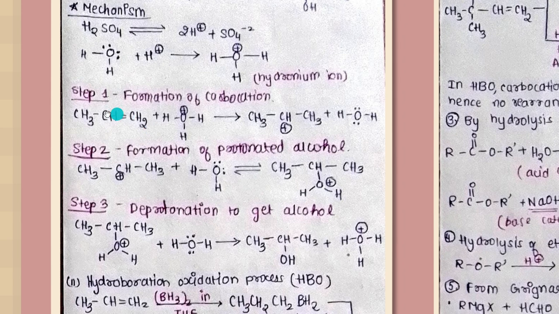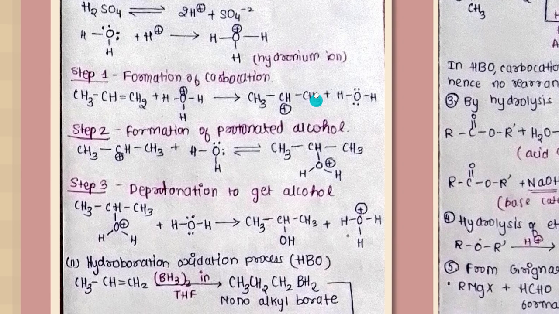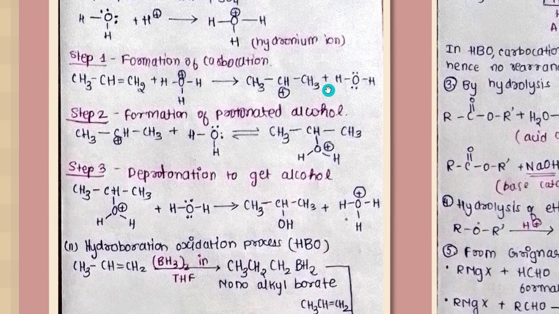We take first step taking the alkene. Alkene reacting with H3O plus, that is the hydronium ion. We will get CH3, CH, CH3. So the first thing is formation of carbocation by removal of double bond. You can see double bond does not exist now, right? So first step is formation of carbocation by the removal of double bond.